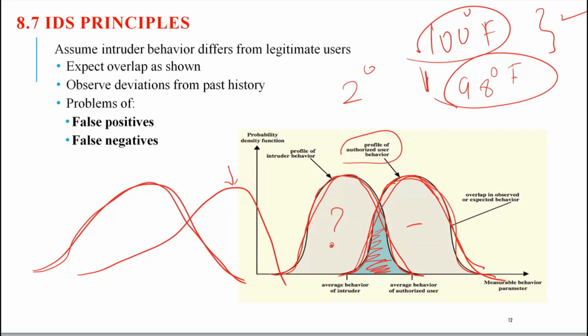Same thing. If you have exactly 98 degrees, there is no problem, you are normal, you can go. You do not have any fever. So this is the concept. The expected value is available, then the actual value is available. If these two things match, then this person is not an attacker or an intruder. If there is a deviation, the person is going to be an intruder. So this is how the IDS principle works.